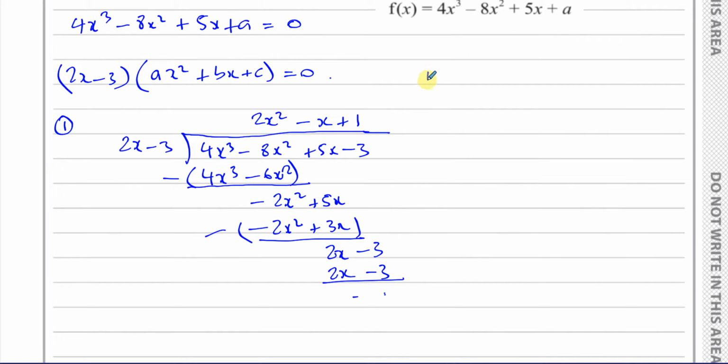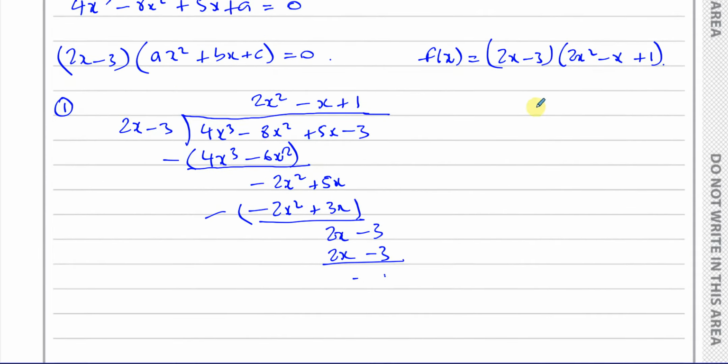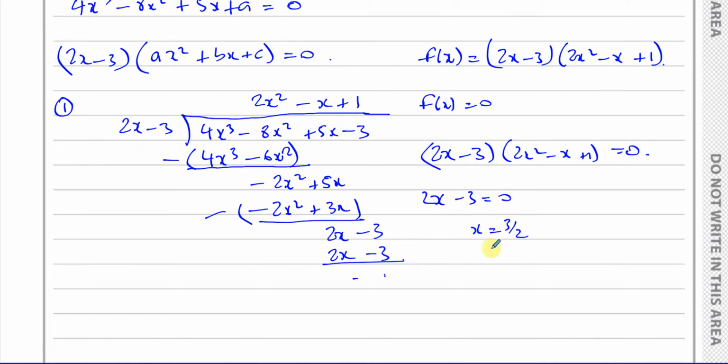So far we have f of x is equal to 2x minus 3 times 2x squared minus x plus 1. Now it says show that it has only one real root. When you put f of x equals 0, one of the roots is when 2x minus 3 equals 0, so when x equals 3 over 2. This is a root. Now we've got to show that 2x squared minus x plus 1 equals 0 gives no real roots.